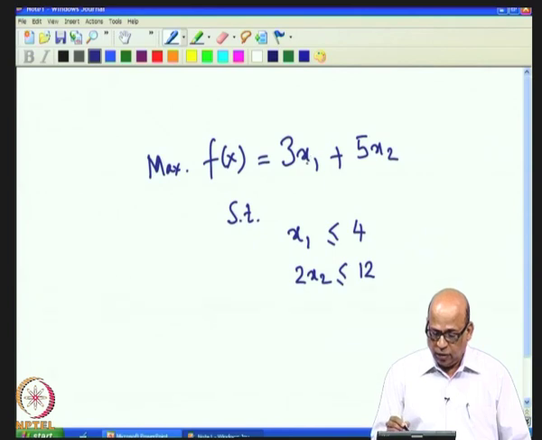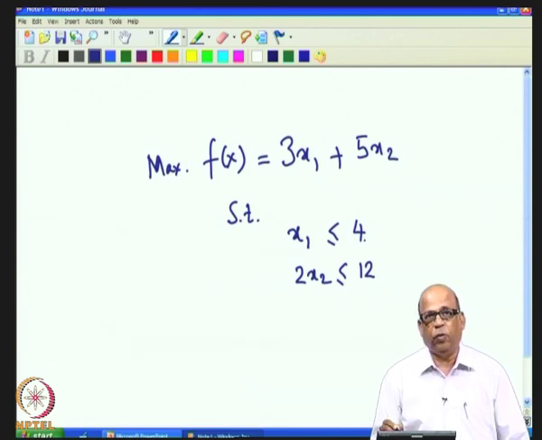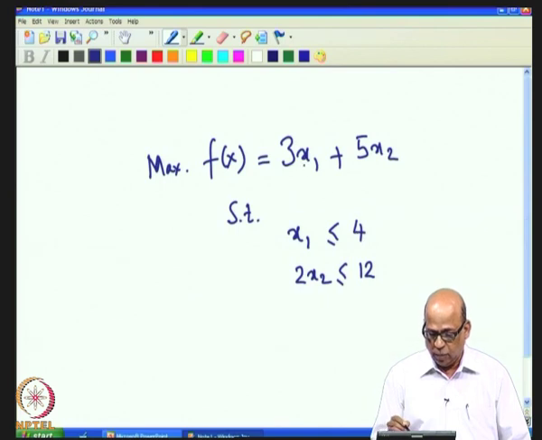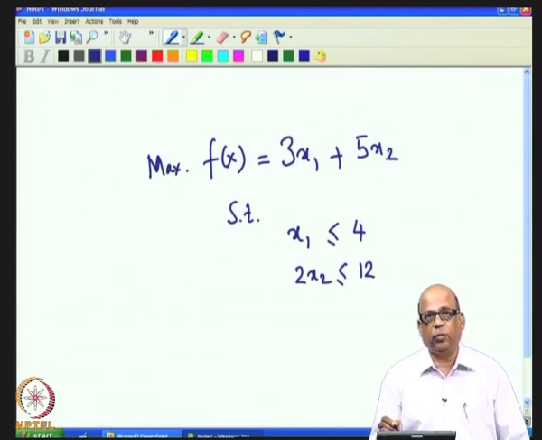To what extent can I increase the value of x1? That is governed by this constraint, x1 should be less than or equal to 4. Typically, this may be a resource allocation problem where my resources are limited and therefore, I cannot increase x1 beyond 4. So, I would like to increase x1 to the greatest extent possible, and therefore, I will make x1 equal to 4 and therefore, this term becomes 3 into 12. Then 2x2 will be 12, which means x2 is less than or equal to 6. Therefore, I will increase x2 up to 6, so that I get the maximum value of f of x.